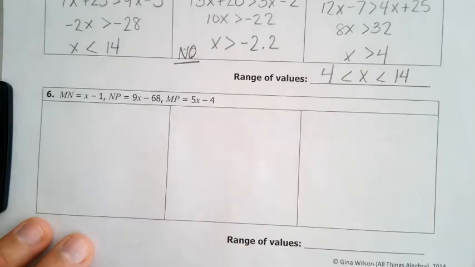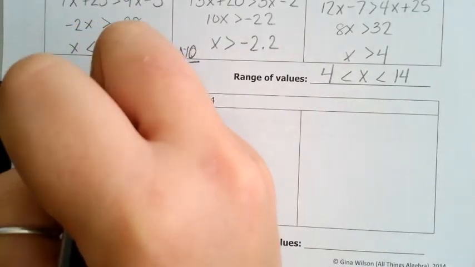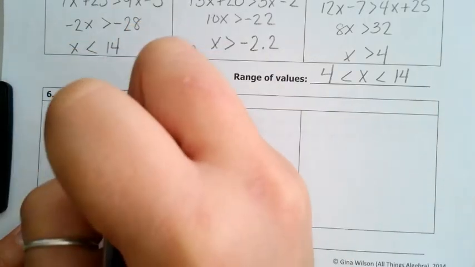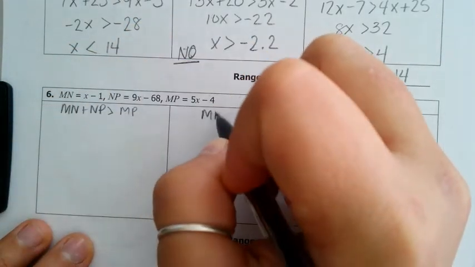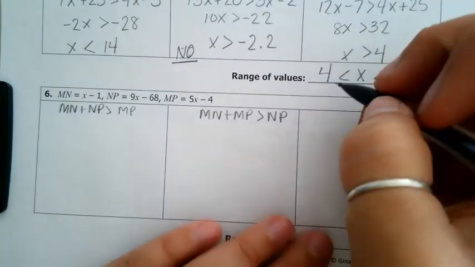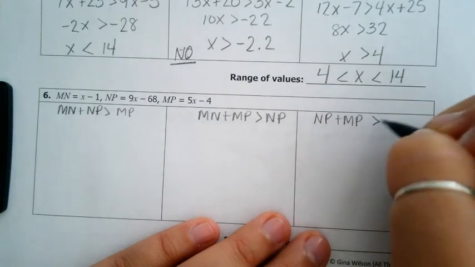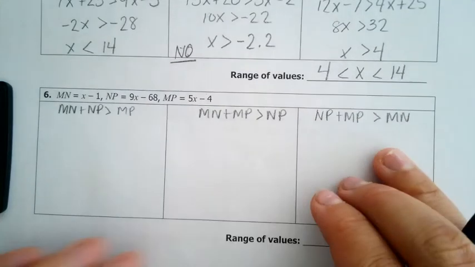Okay, so again, writing out our possibilities, we have MN plus NP is greater than MP, MN plus MP is greater than NP, and NP plus MP is greater than MN. So then all we have to do is solve.